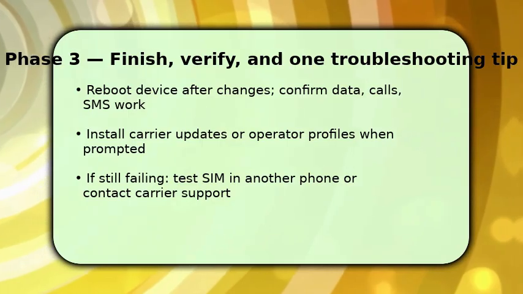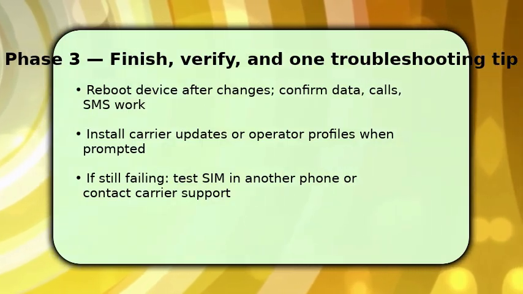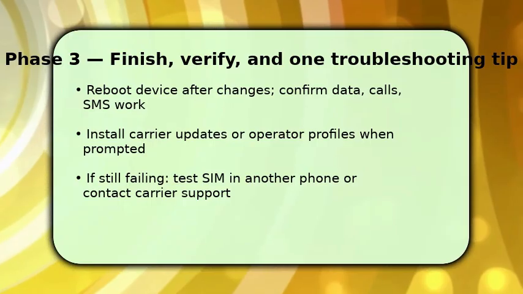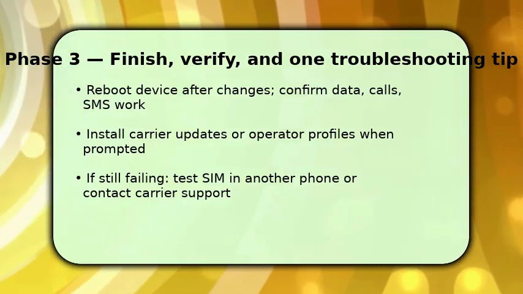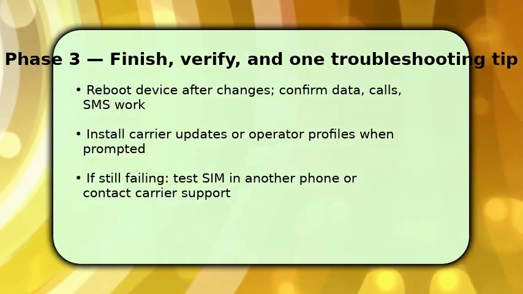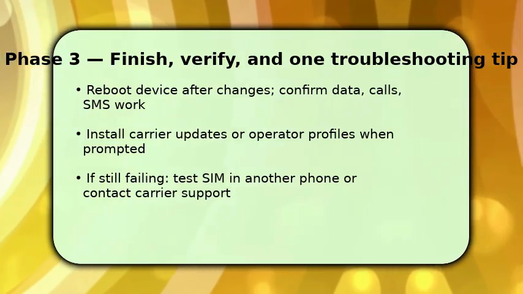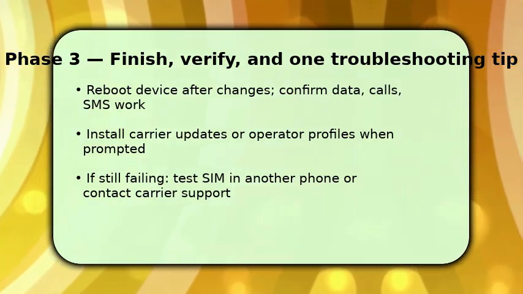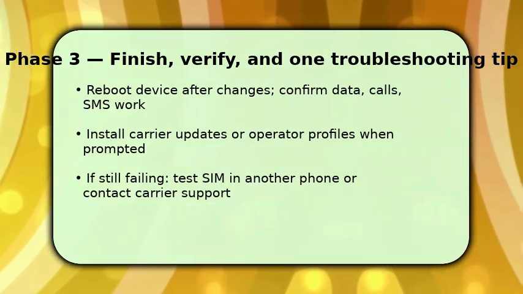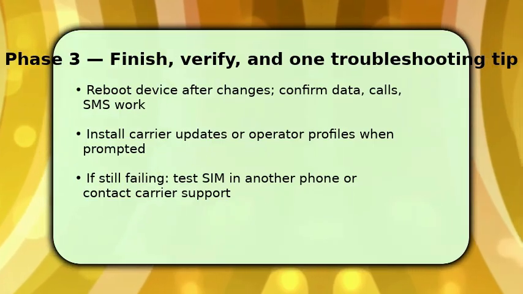Once done, accept any carrier updates or operator profile prompts, because those push important network credentials. Make sure to run a quick speed check and note error messages. If the problem persists, try the SIM in another phone to isolate the issue, and contact your carrier with the SIM ID.